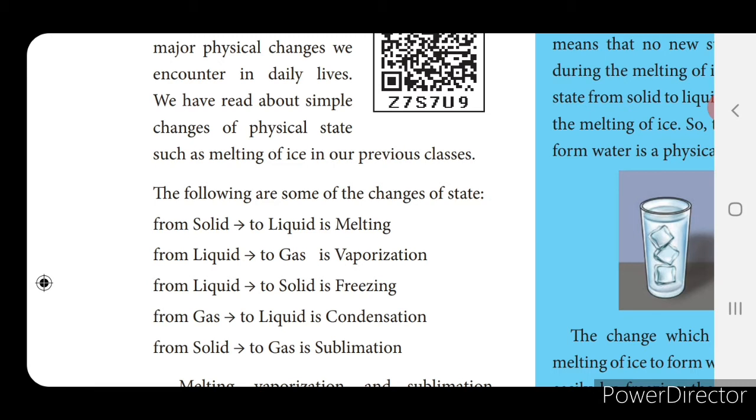Solid to gas: the process of converting solid to gas directly without undergoing the liquid state, that we call sublimation. The best example is camphor. Camphor is white in color, it is a solid. When you ignite it, it is directly converted into camphor vapor. That process we call sublimation.